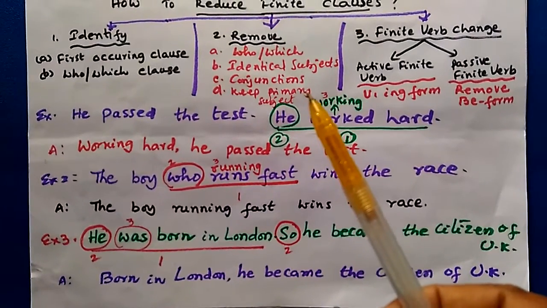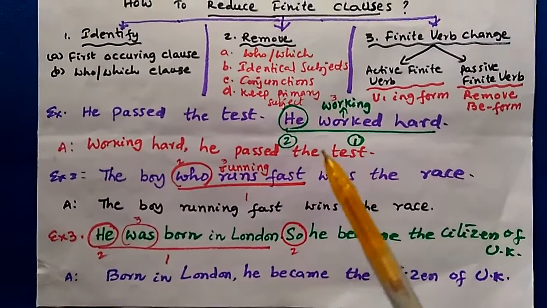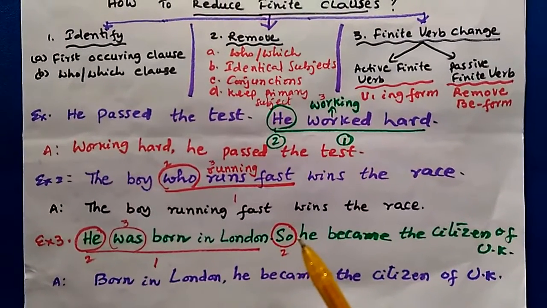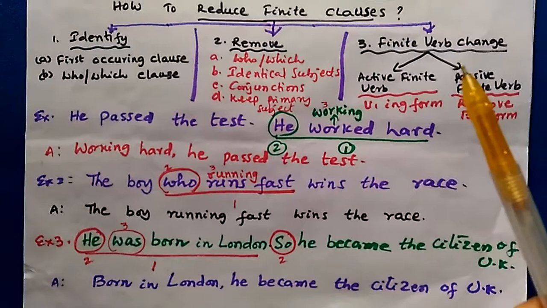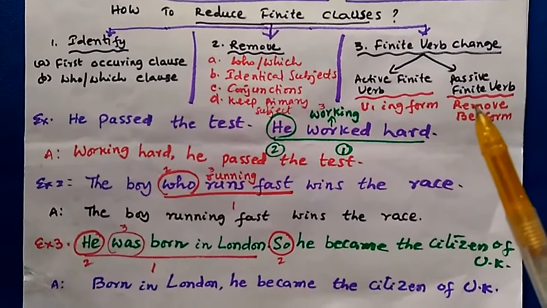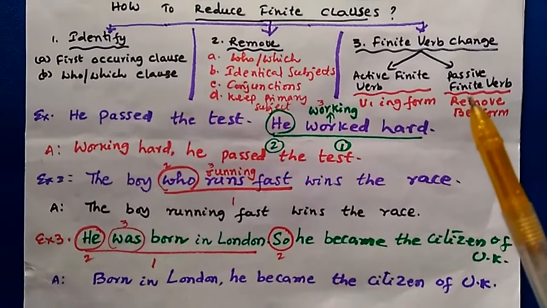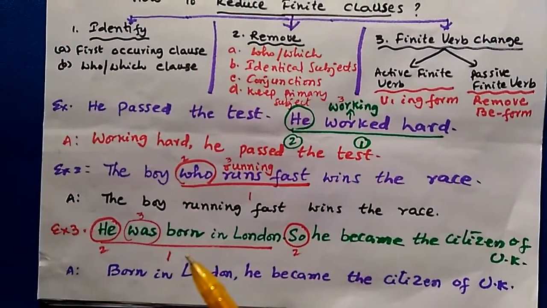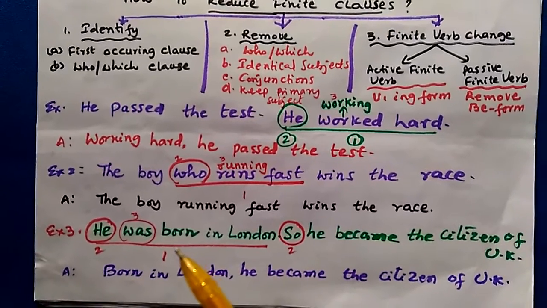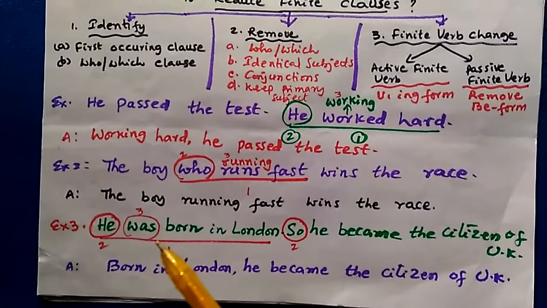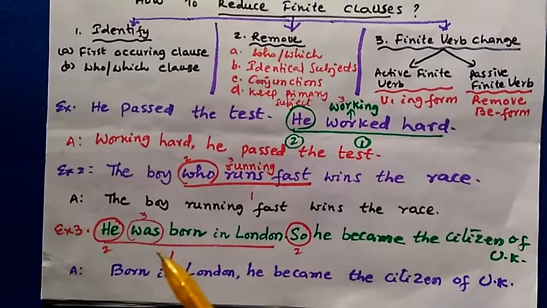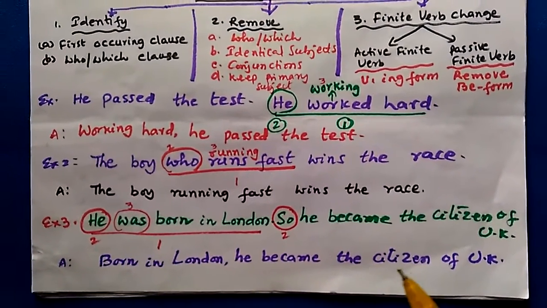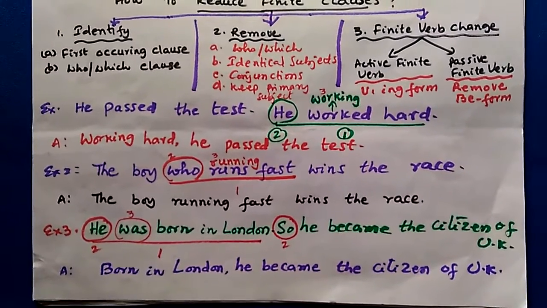In rule number 2, one more point is conjunctions. Conjunctions are to be removed. This conjunction so has been removed here. And third change, verb change. If the verb is in passive finite form, that means a passive finite verb is there, we have to remove the be form. Here was born is in the finite passive form. So here we have to remove the be form, was. By doing these changes, we get the answer: Born in London, he became the citizen of UK.